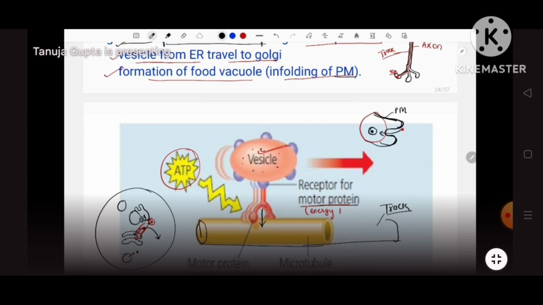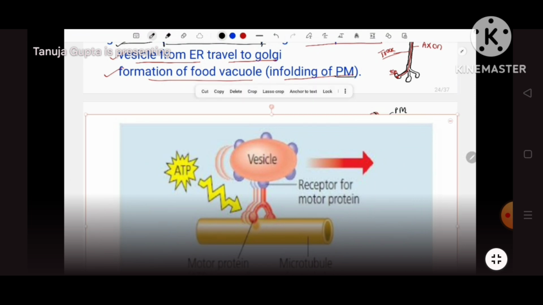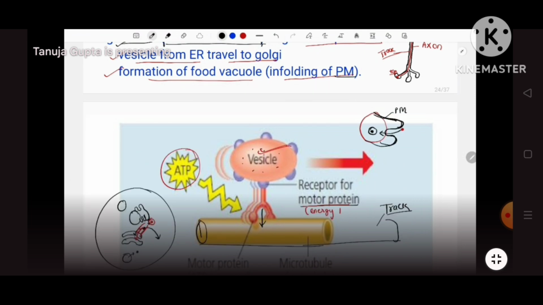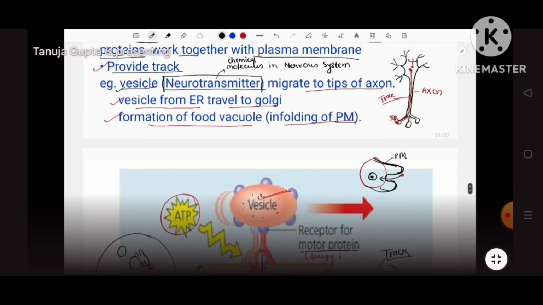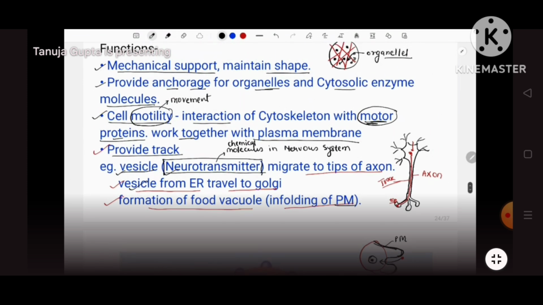So this infolding, taking the material inside, is all because of the cytoskeleton as well. So this is also a type of motility. Here the cell membrane is moving inside or infolding inside. So this is also a kind of motility. See, vesicles moving from ER to Golgi, this is also a kind of motility. Neurotransmitter. So this is how it plays a role in cell motility. Now did you get it? I mean, how it provides the motility. Yeah.